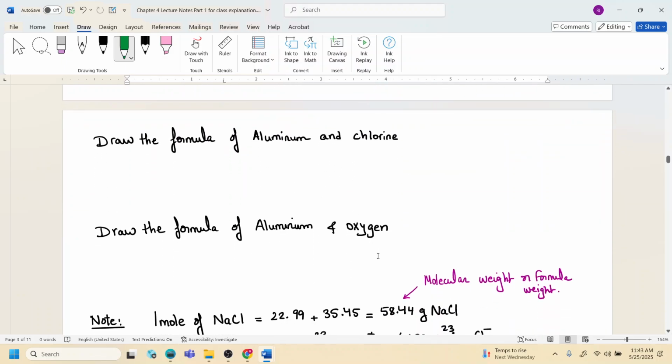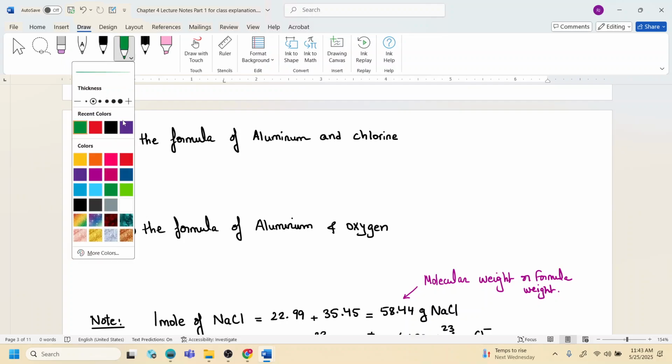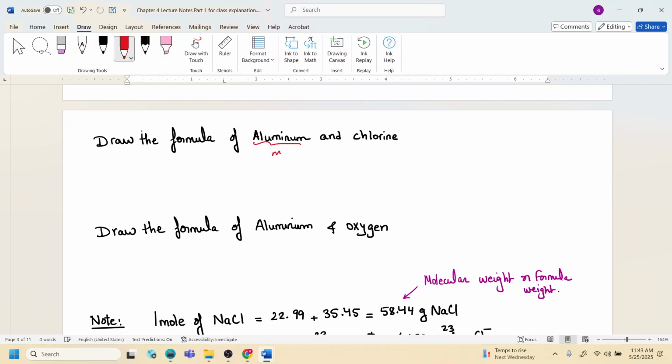Aluminum and chlorine, you guys. Aluminum is a metal. Chlorine is a non-metal. We are going to do the same thing. I'm not going to draw the reaction. You already know aluminum is group number 3, so it's going to lose 3 electrons. Chlorine is in group number 7, so it's going to gain 1 electron.